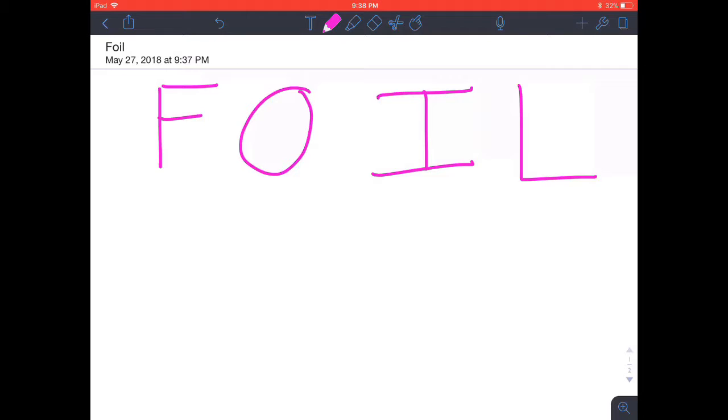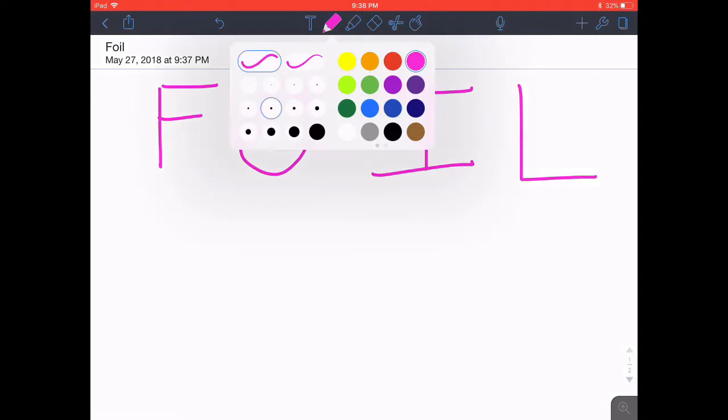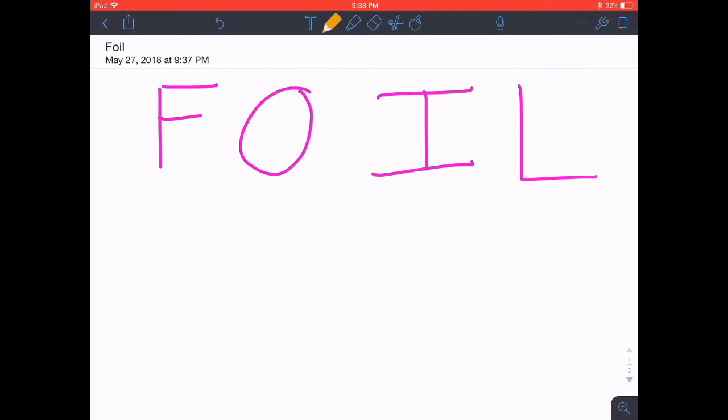Hi everyone, so today we're going to go over how to FOIL two expressions. For example, x minus 2 times x plus 7. We're going to go over how to expand this. So first, it is important to know what FOIL actually means.